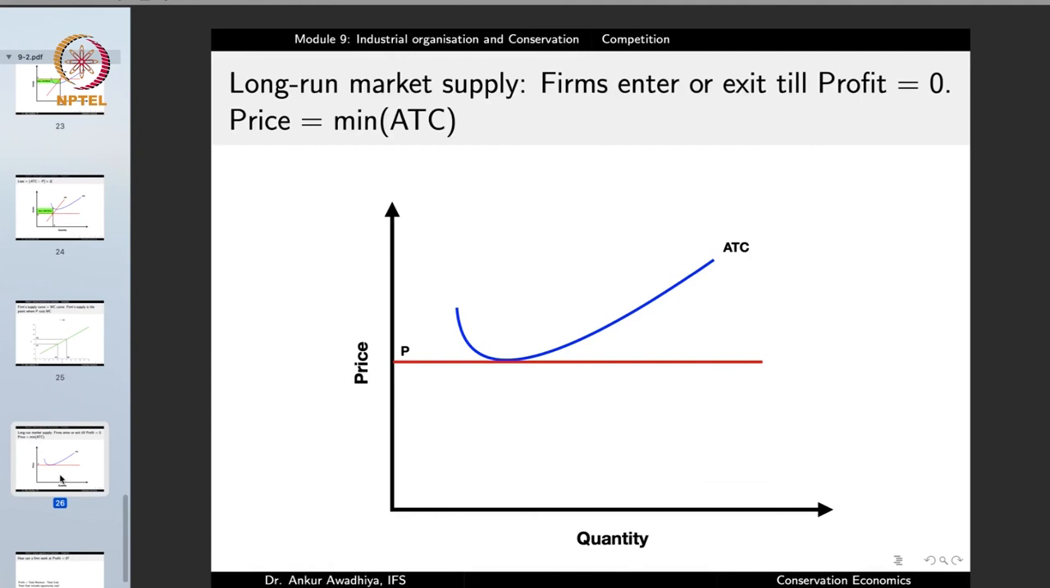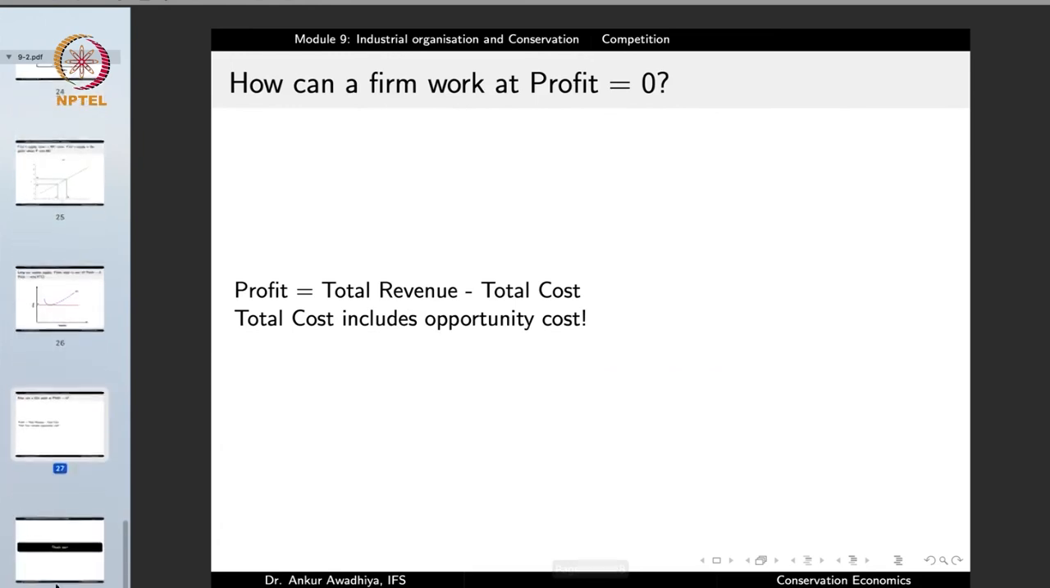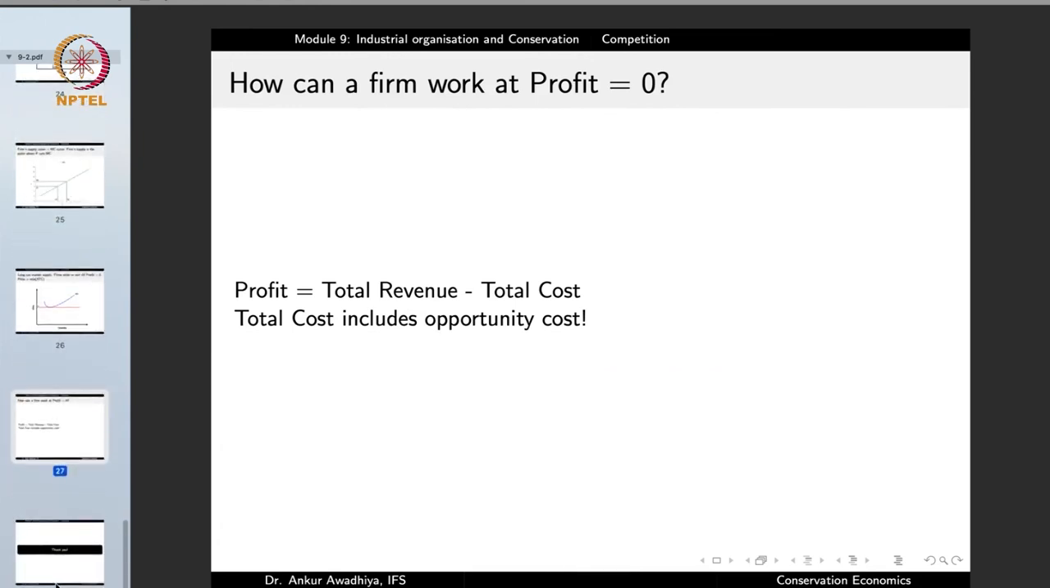Now, why would we have such a situation? The answer is because the profit is given by total revenue minus total cost. And total cost also includes the opportunity cost. Now, this is why we make a distinction between accounting profit and economic profit. Accounting profit is given as total revenue minus the explicit cost, which is the cost for which a firm is outlaying money. That is the cost of, say, land, the cost of the inputs, the raw materials, the cost of wages, and so on.